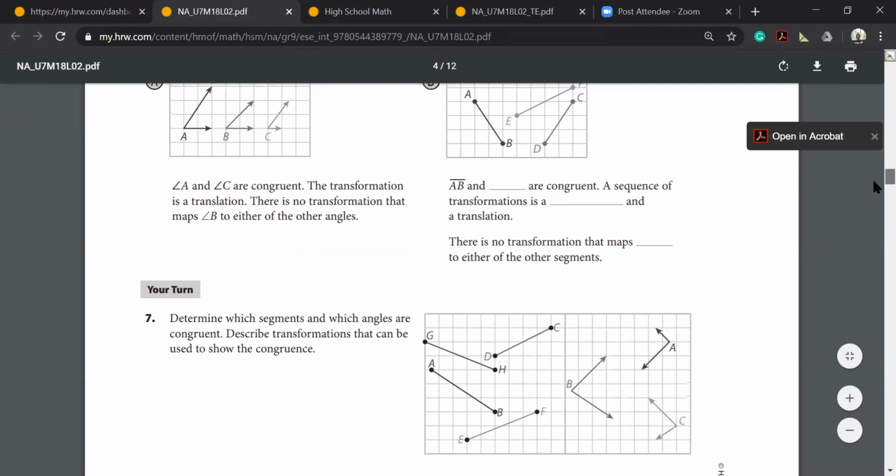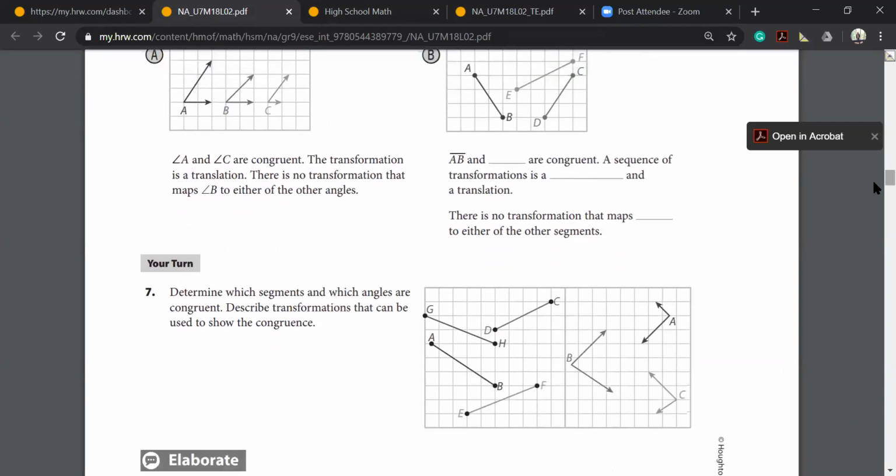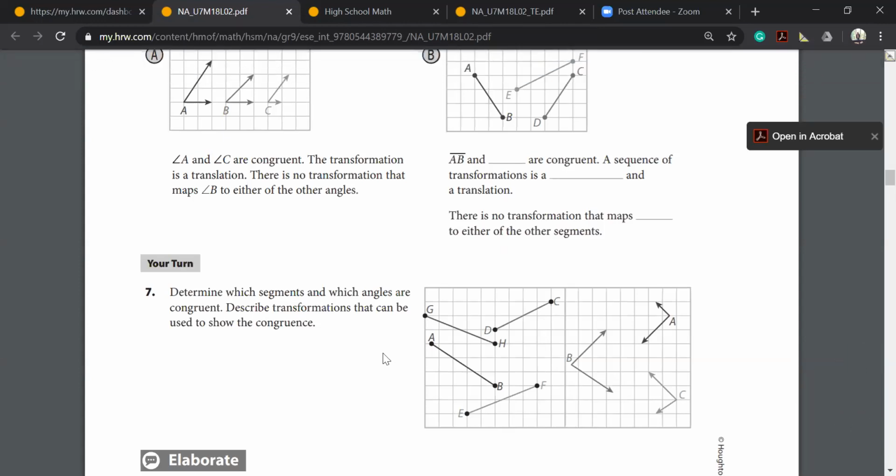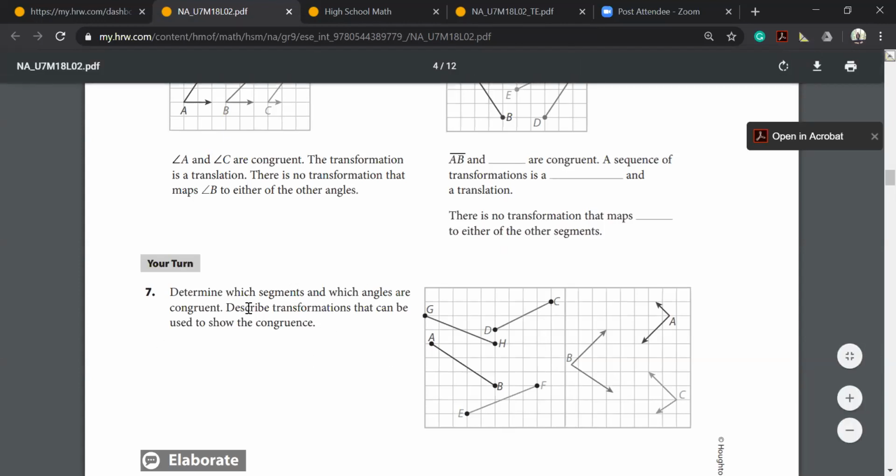And then try to do question 7. In question 7, just tell me which two segments are similar to which and which angles are similar to which. And that's it. I don't need you to write for me the transformation that maps what to what.